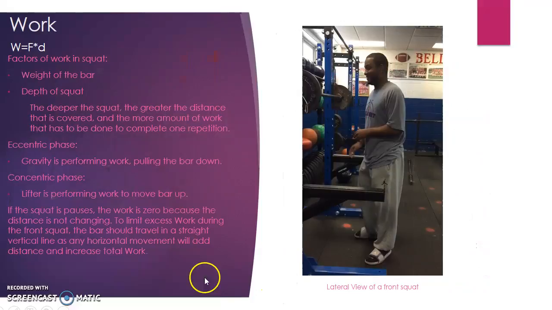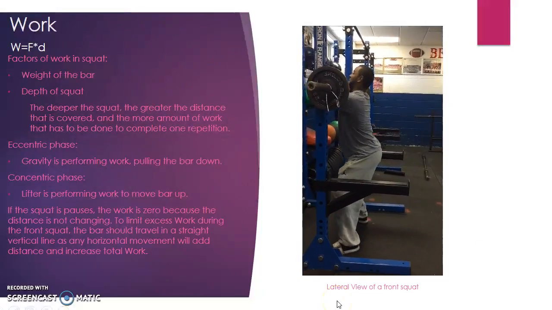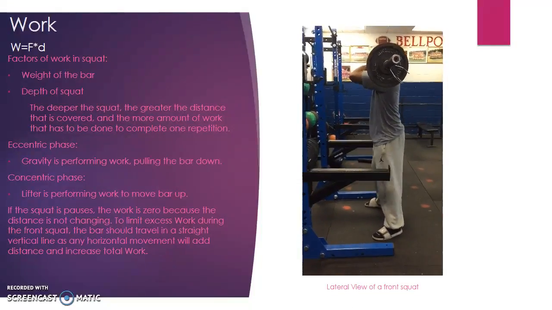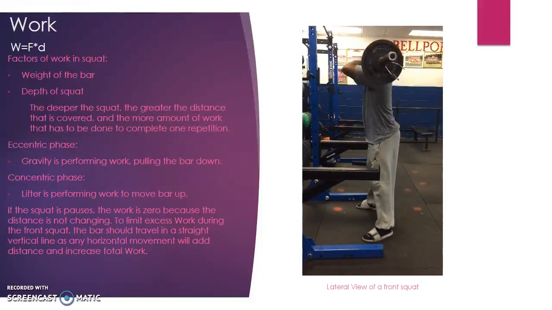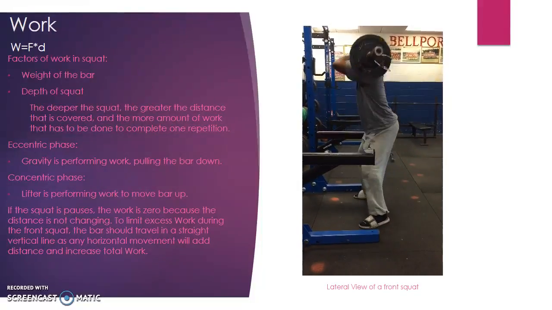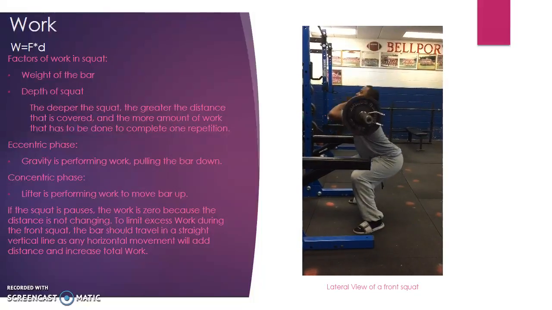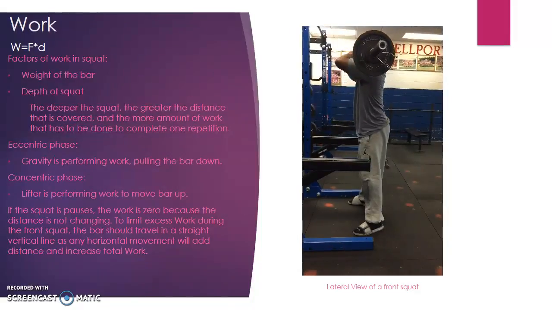Work. The deeper the squat, the more work that has to be done to complete the repetition. During the eccentric phase, gravity is performing work. Concentrically, the lifter is performing work to lift the bar. If the lifter pauses at the top or the bottom of the squat, work is zero. To be the most efficient, the bar should travel in a straight vertical line. Any horizontal movement will add to distance and increase work.